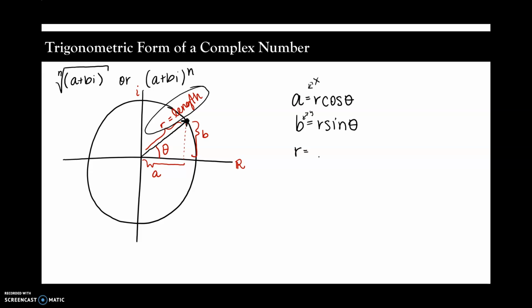R is going to equal the square root of A squared plus B squared. And that's distance. Remember, that's your distance formula, or the absolute value of your complex number. So you'll be able to find theta by tangent theta equals B over A, and you'll have to take the inverse also.